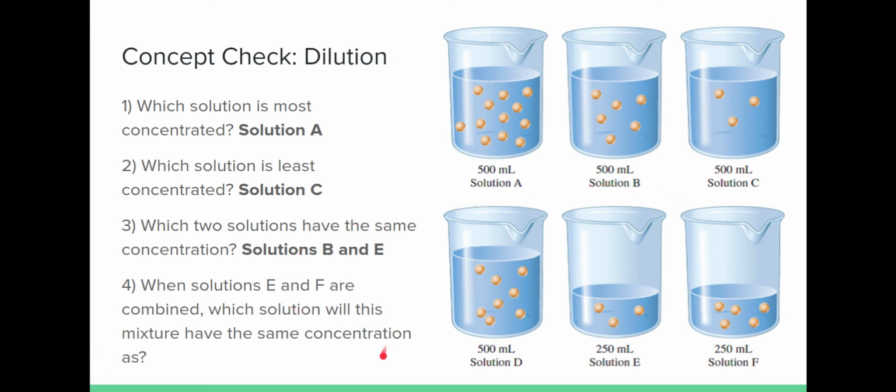And then for number 4, when solutions E and F are mixed together, which solution will have this mixture as the same concentration? And that would be solution D. If I count the number of particles, I have 1, 2, 3, 4, 5, 6, 7, 8. So I need to make sure that I have 8 particles by the end of that combination. And since those volumes are going to be additive, I can assume that this combined volume is going to be the same.